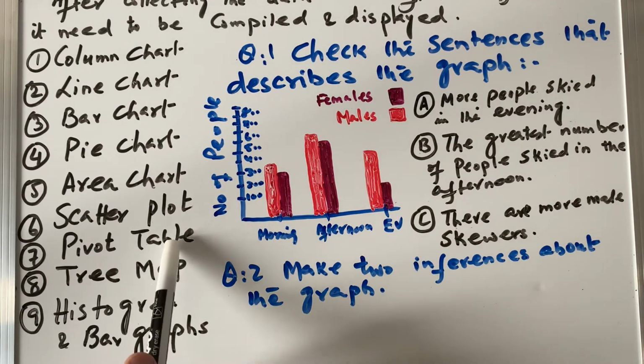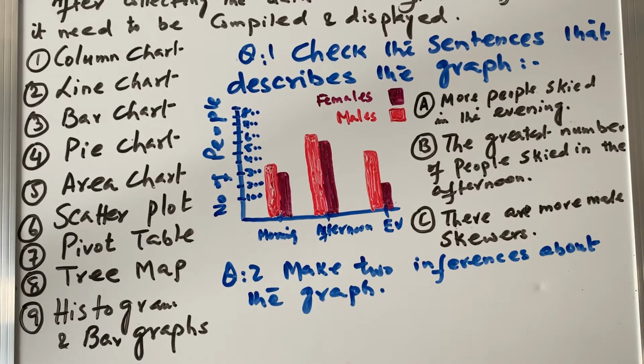Pivot table, this again is a kind of table. So the easiest method is the table, right? A table has a horizontal description and a vertical description, and then we have different numbers of the data in it, right? Tree map is also a kind of mapping table where we can read the table, right?